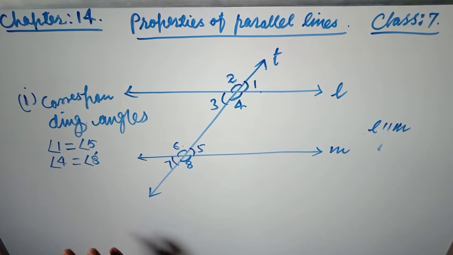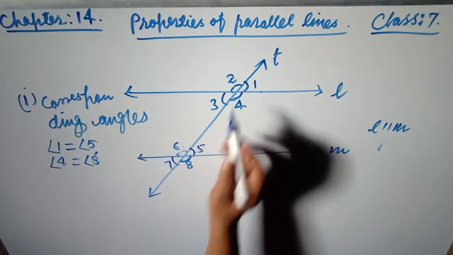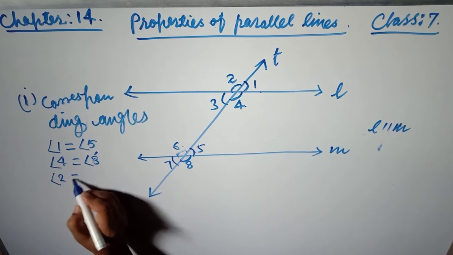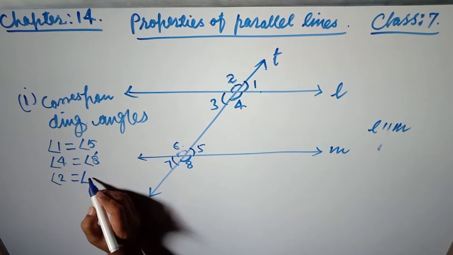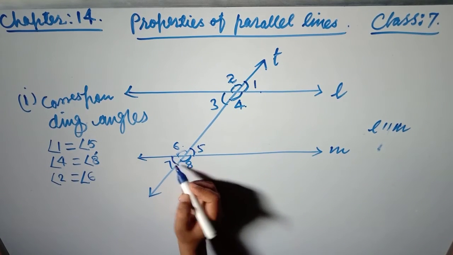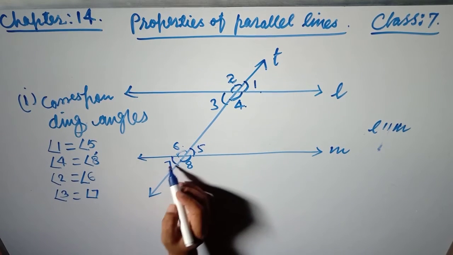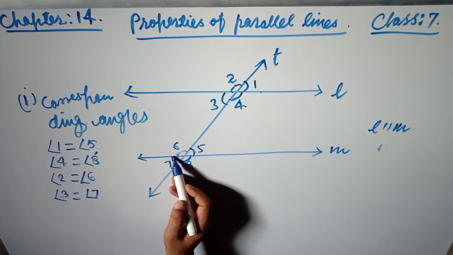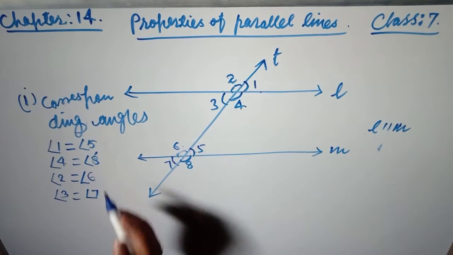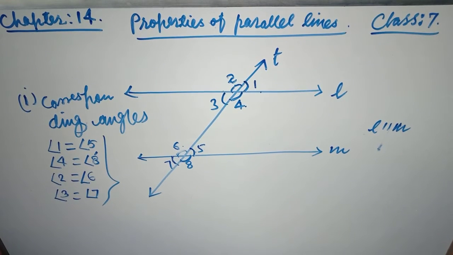Similarly, in the same fashion on the other side, angle 6 is equal to angle 2, because these two angles are on the same side of the transversal and just above the line. Next, angle 3 is equal to angle 7, because these two angles are on the same side of the transversal and just below the line. These are the corresponding angles. Corresponding angles are congruent, equal.